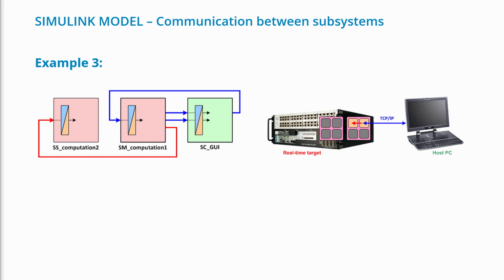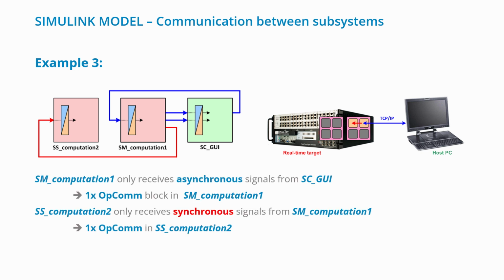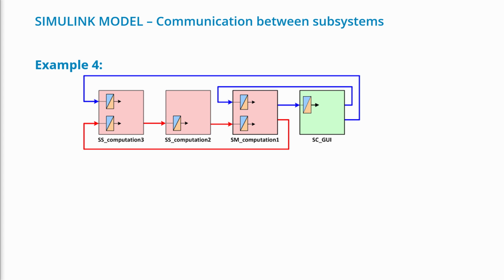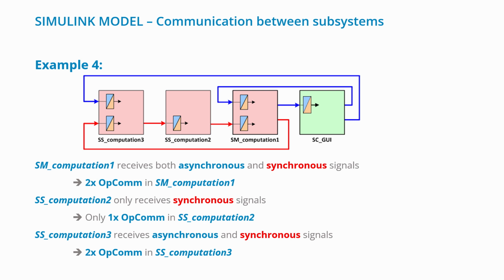In this example, even though we use both asynchronous and synchronous signals, we only have one op-com block per subsystem. This is because the inputs to each subsystem are either synchronous or asynchronous, but not both. In this final and more complex example, we see that there are multiple blocks per subsystem because there are different types of signals entering each block. We have both asynchronous and synchronous signals. Therefore, we must use the appropriate number of op-com blocks for the number of different types of signals entering each subsystem.